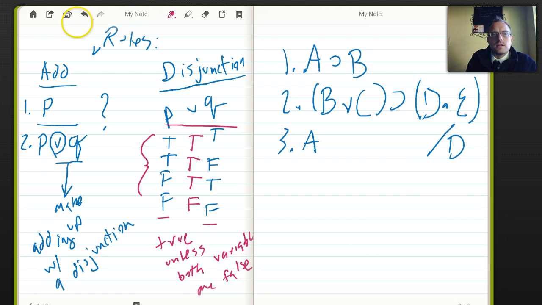So they're always true unless both the variables are false. Because see, this one's false and this one's false. That's what makes this false.